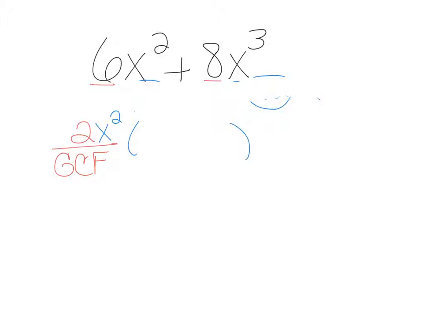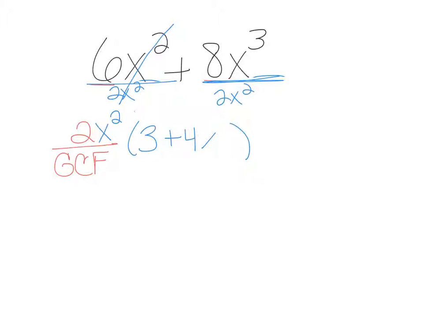And then if we take that and take each of our original problems here, let's get rid of this for a second. We're first going to divide our first term by the greatest common factor, 2x squared. Well, 6 divided by 2 is 3. And x squared divided by x squared cancels. On the right hand side, 8x cubed divided by 2x squared. 8 divided by 2 is 4, and a positive 4 because it's positive 8. x cubed divided by x squared, remember when we divide we're subtracting our exponents. So 3 minus 2 would leave us with x to the first, or just x. So your final answer is 2x squared times 3 plus 4x.